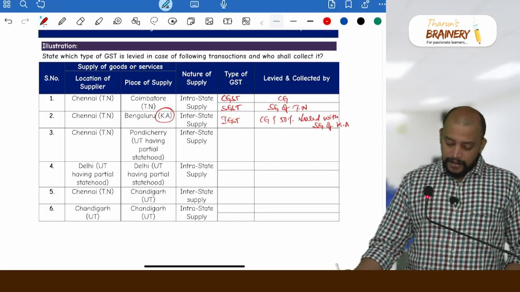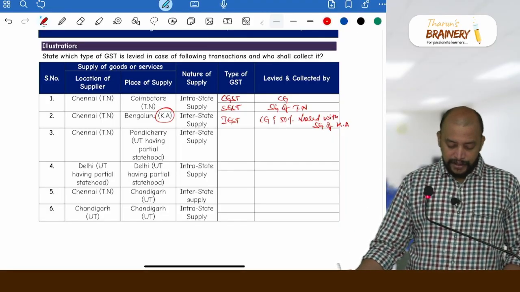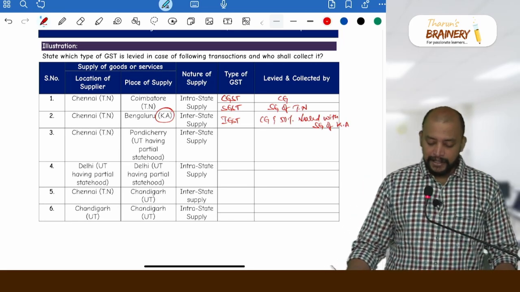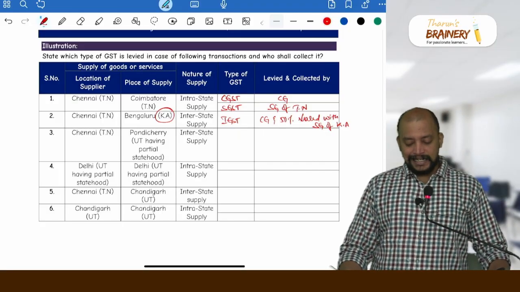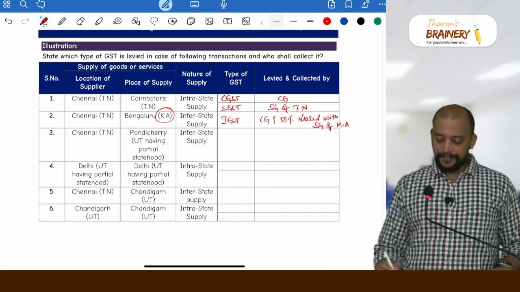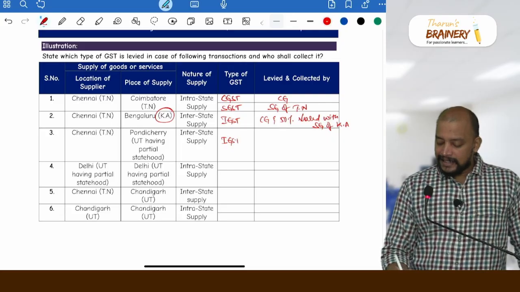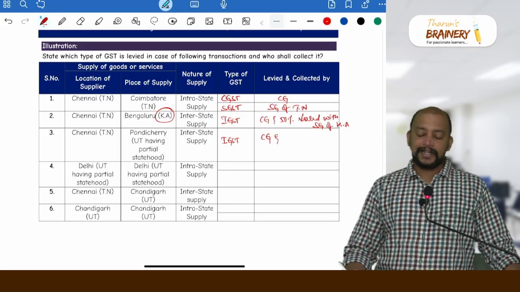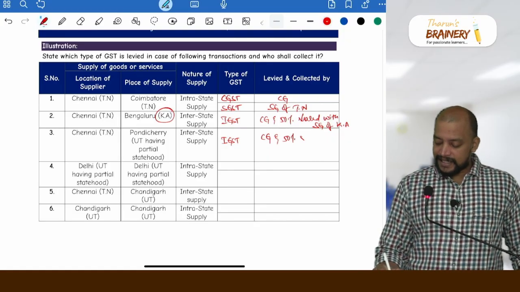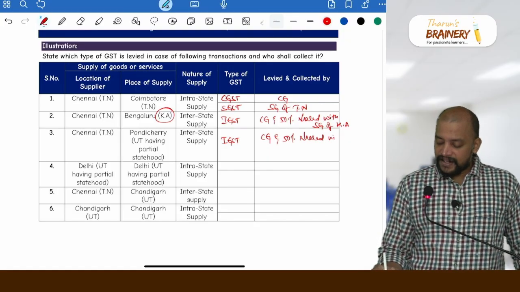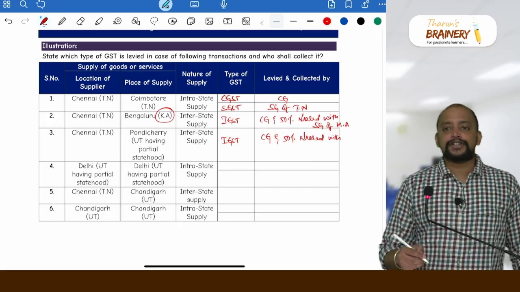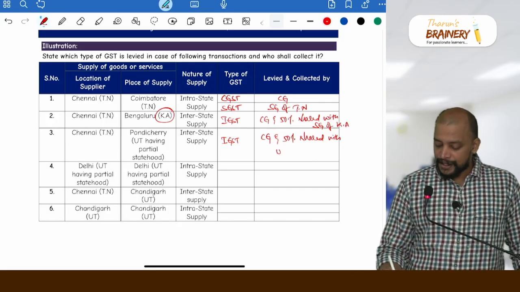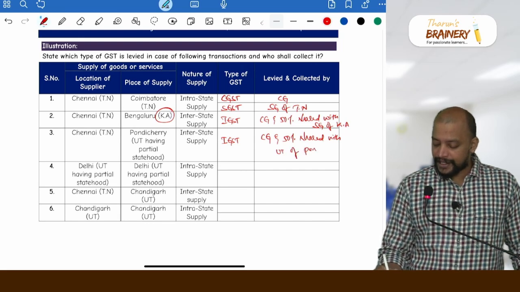Then location of supplier Chennai, Tamil Nadu, and place of supply Pondicherry, Union Territory having partial statehood. Nature of supply is interstate supply. So what is the type of GST? IGST. Here it is levied and collected by central government. Will there be 50% sharing? Yes. Why will 50% sharing be there? Because it's a union territory having partial statehood. Due to that reason, 50% shared with Union Territory of Pondicherry.